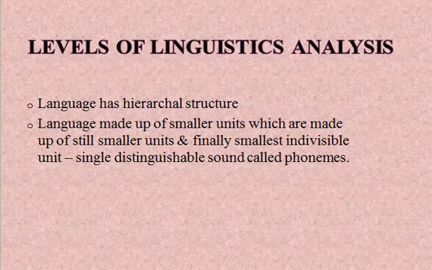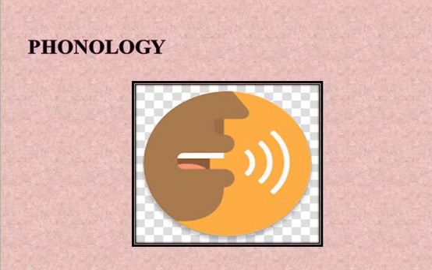Levels of linguistic analysis. Language has a hierarchical structure. Language is made up of larger units, which are made up of still smaller units, and finally the smallest indivisible unit: single distinguishable sounds called phonemes. A phoneme is basically the smallest unit of sound. Phonology.